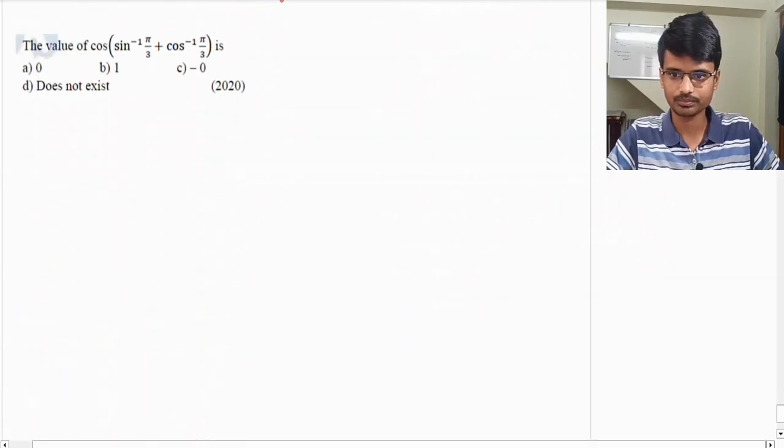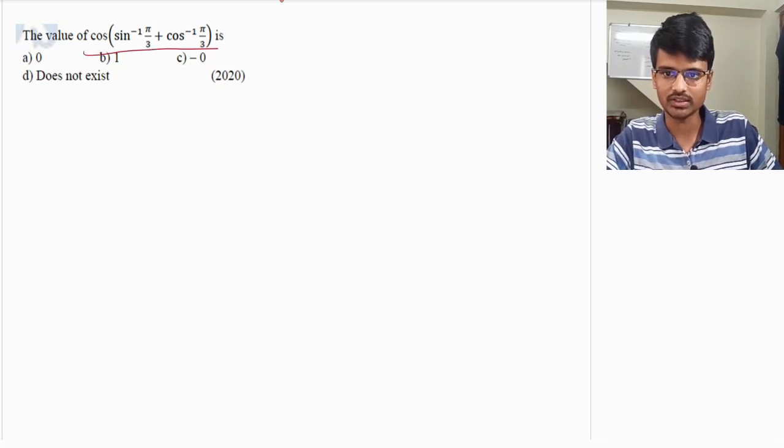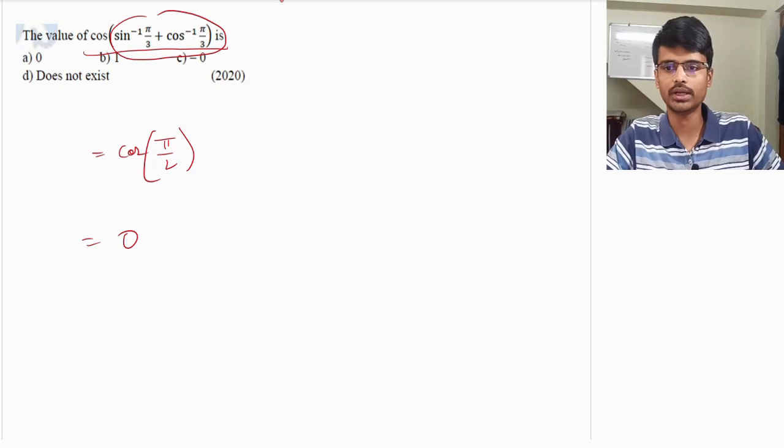Okay. So the value of cos of sine inverse of pi by 3 plus cos inverse of pi by 3. Very easy question. What you have to do? You have to just apply the property, right? Tell me, what is sine inverse of pi by 3 plus cos inverse of pi by 3? We know the property, no need to solve it. It is nothing but pi by 2. Cos of pi by 2 is 0. Cos 90 is 0, right?